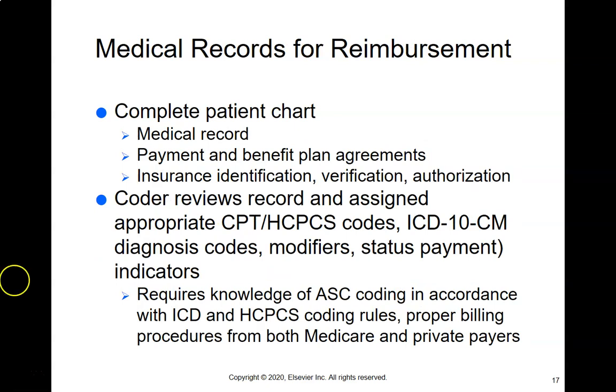Medical records for reimbursement. It requires a complete patient chart, which includes the medical record, payment and benefit plan agreements, and insurance identification, verification, and authorization. The coder reviews the record and assigns the appropriate CPT and HIPAA codes, the ICD-10-CM diagnosis codes, modifiers, and status payment indicators. This will require knowledge of ASC coding in accordance with ICD and HIPAA coding rules, and proper billing procedures from both Medicare and private payers. Now, audits are on the increase and will continue to be a factor in coding and billing compliance.